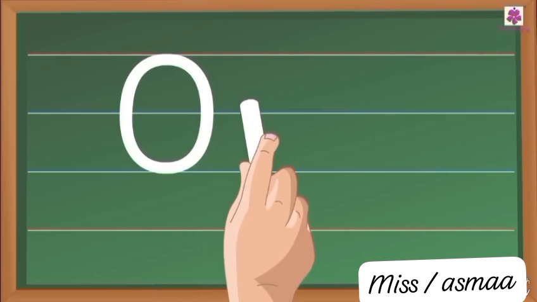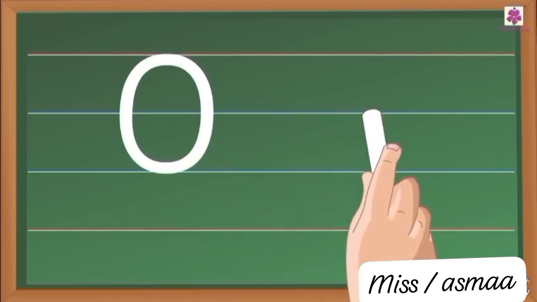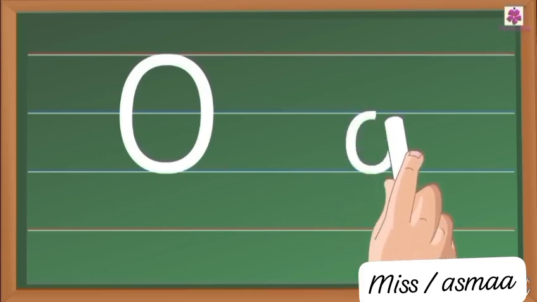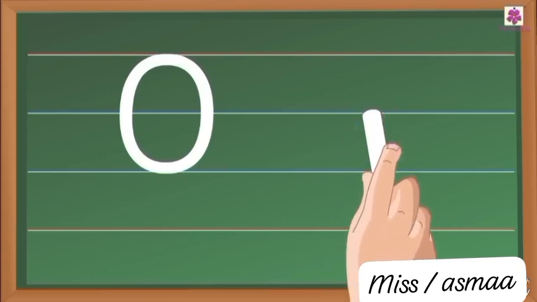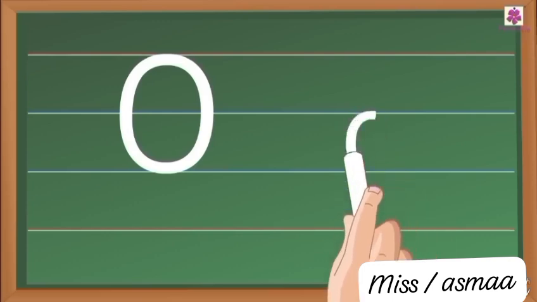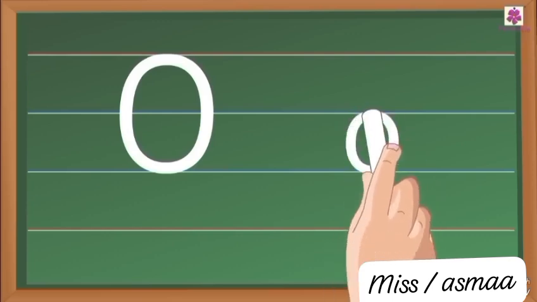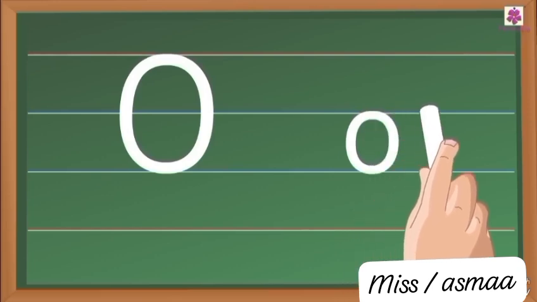Small O. Start from the middle and make a small circle. Go to the left. Try it again. Start from the middle and make a small circle. Go to the left. Yes, this is a small O.